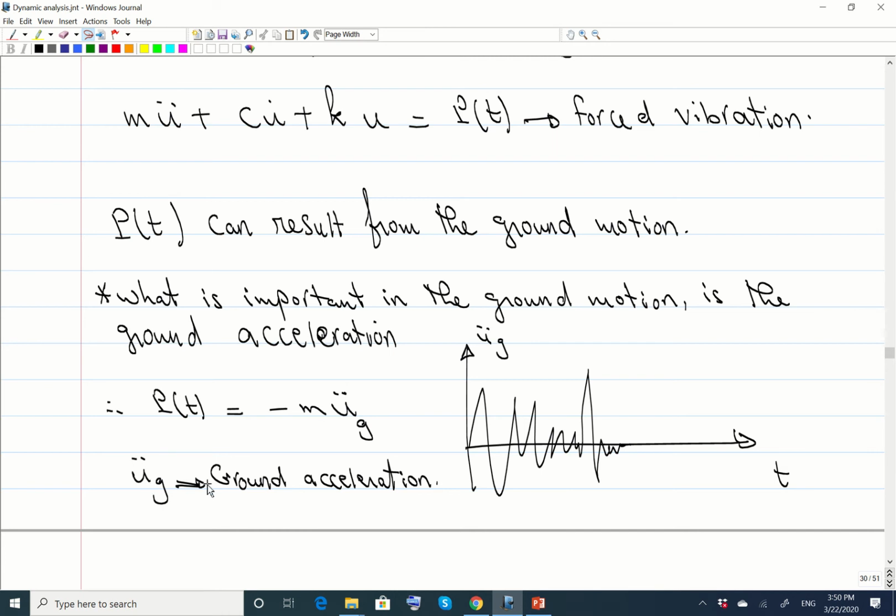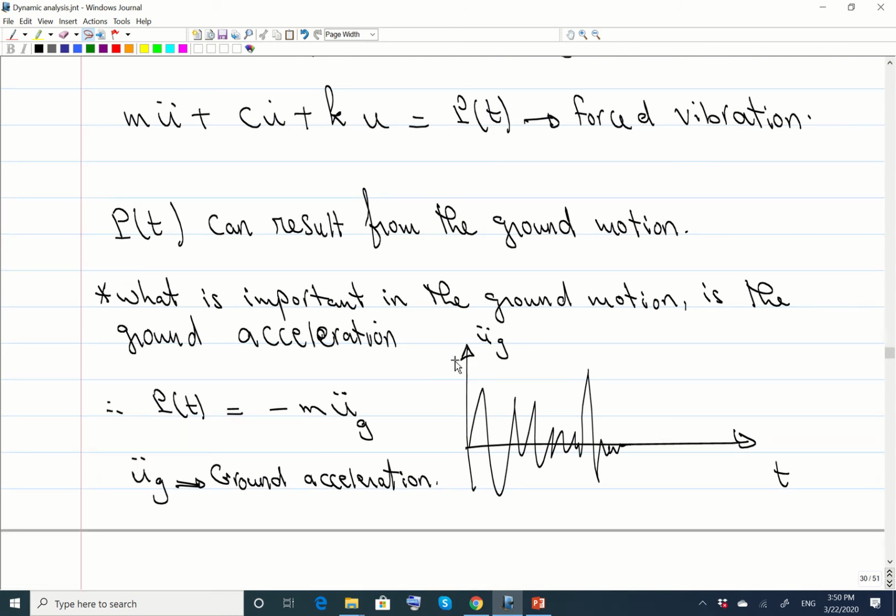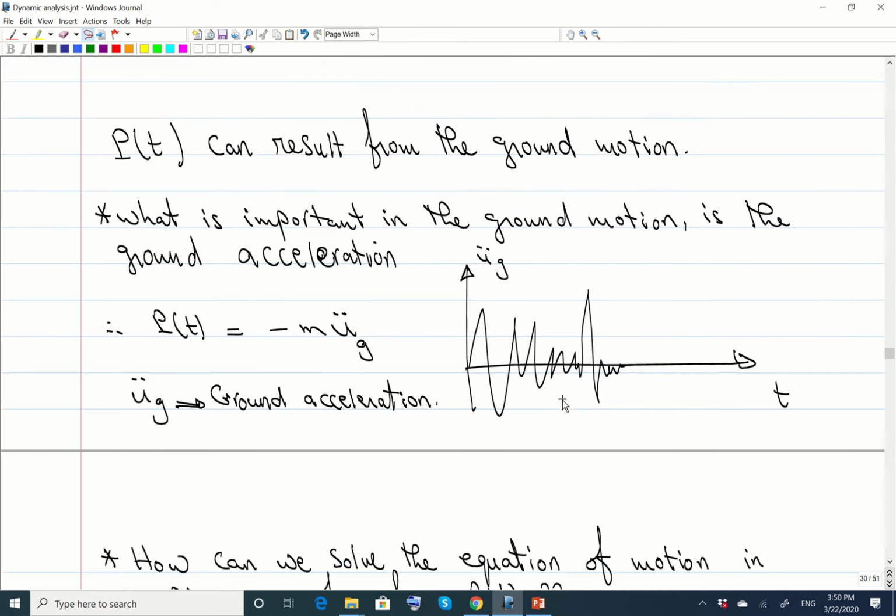So ug double dot is the ground acceleration here. So when we have an earthquake, if we measure the ground acceleration, we can know the force that is applied on the structure. It will look exactly like the ground acceleration like this.